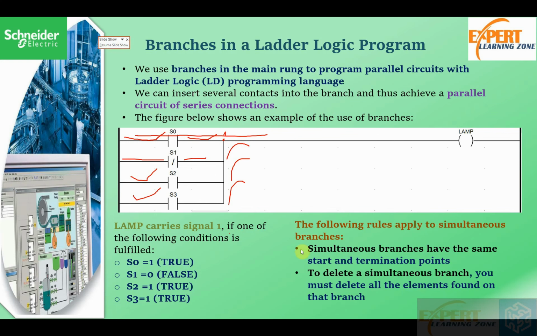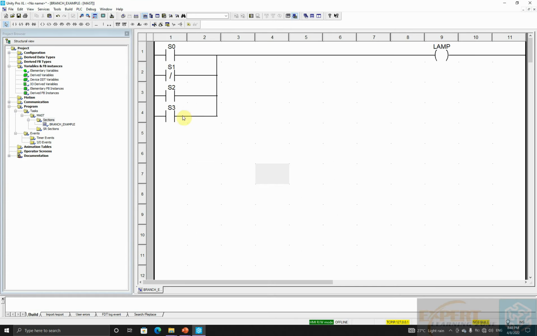And next, we are saying that to delete a simultaneous branch, you must delete all the elements found on that branch. What does that mean? We mean that, if I go back to my software, suppose that we have other instructions on this branch. That is, this branch does not only depend on S3. Let's say this branch also depends on S0. For example, having something like this.